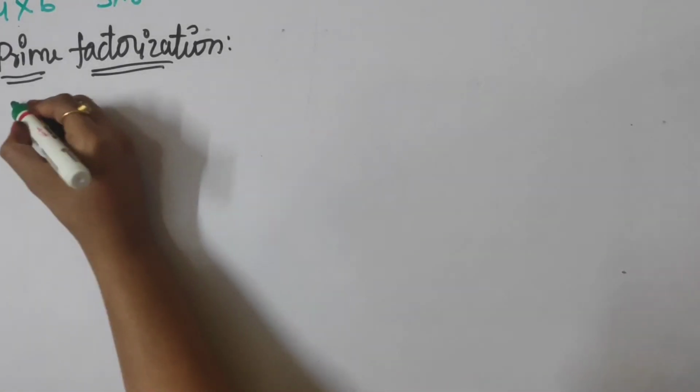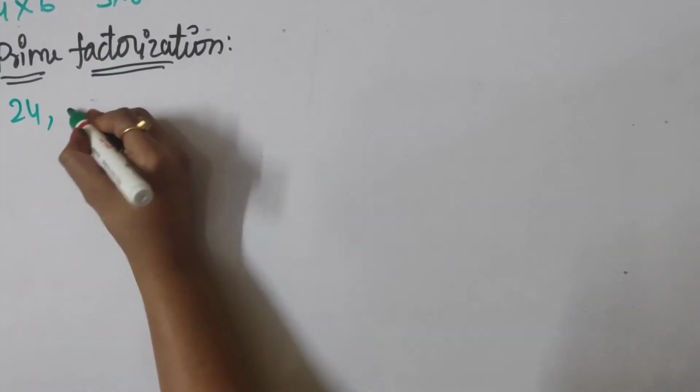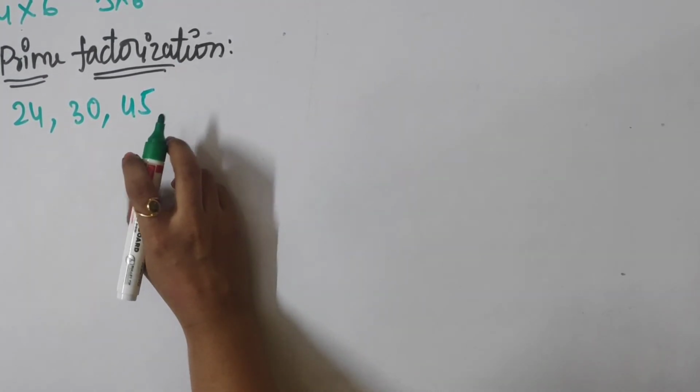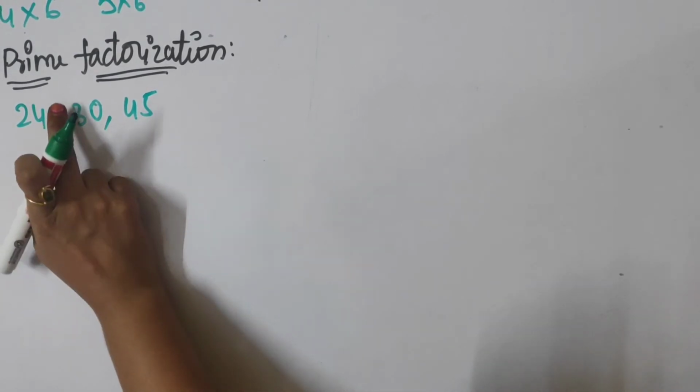And the reason behind this prime factorization is that any composite numbers are nothing but non-prime numbers. Any composite number we can break into prime numbers. So that's the reason this is called prime factorization. In this method, we need to do LCM for all these three numbers, which are 24, 30, 45.